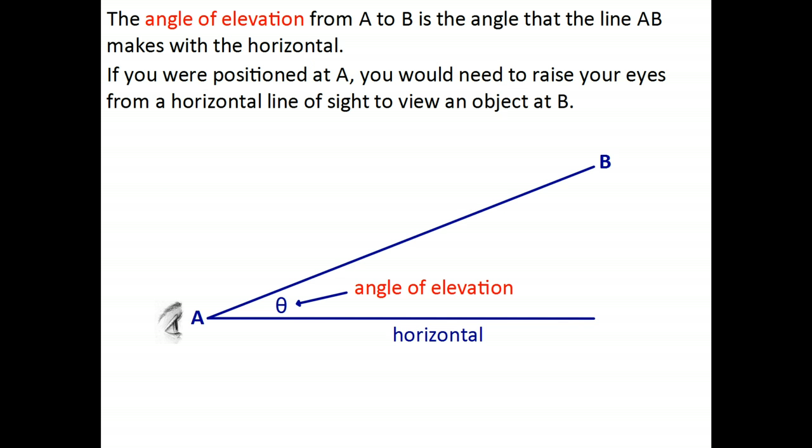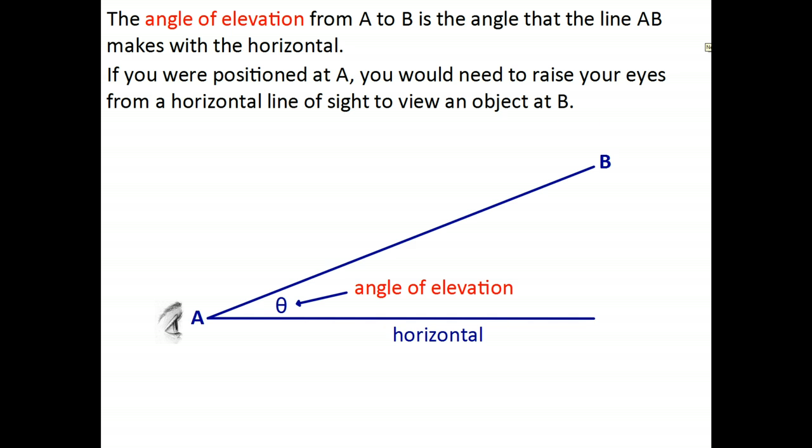So the concept's pretty simple. Angle of elevation from A to B. So here's where you are down here. You're looking at something that's above you and, in this case, off to the right. And the angle of elevation is just this angle in here, measured from the horizontal. How high up do you have to look to see the object at B? So angle of elevation is measured from the horizontal looking up.